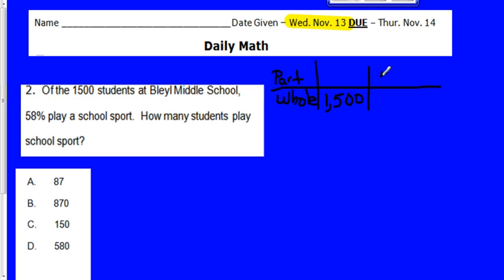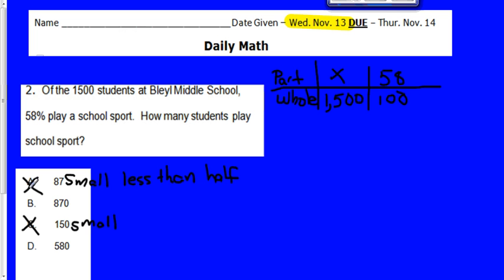58%, well, percent's always per 100. So I have 58 out of 100, my whole. So I'm looking for my X right there, my unknown. Well, first of all, 58% is more than half. If it's more than half of 1,500, that's 700 at least, right? So I know it can't be A, and I know it can't be C because those are way too small, because those are less than half.